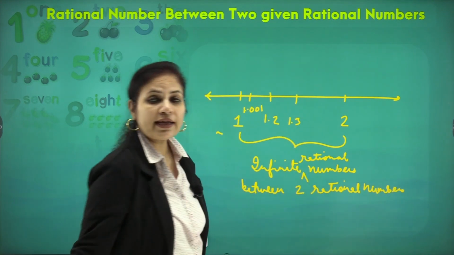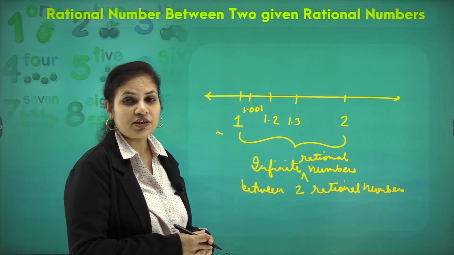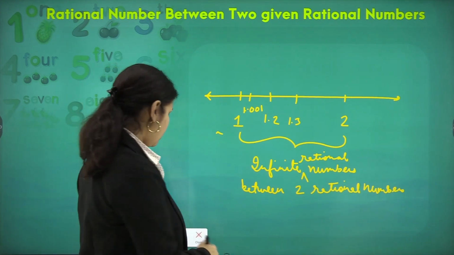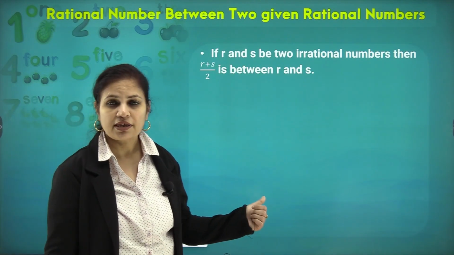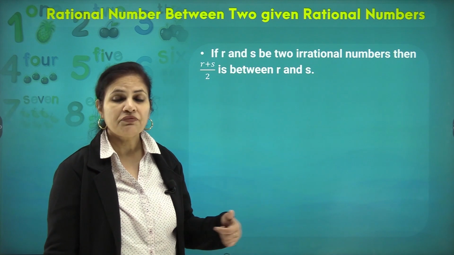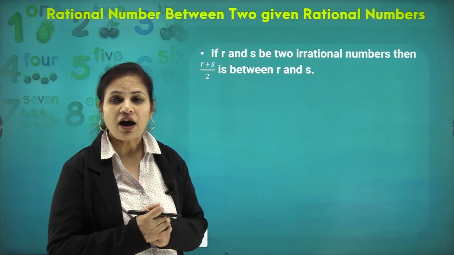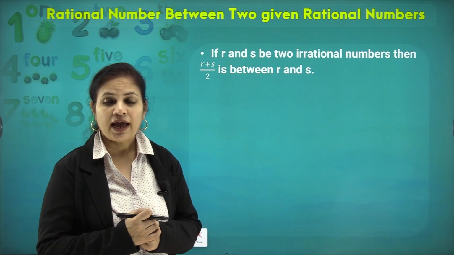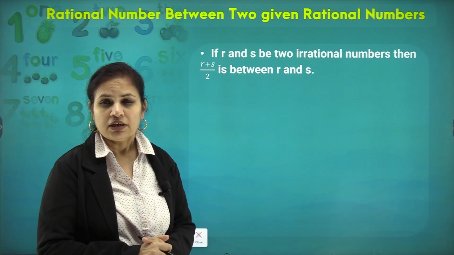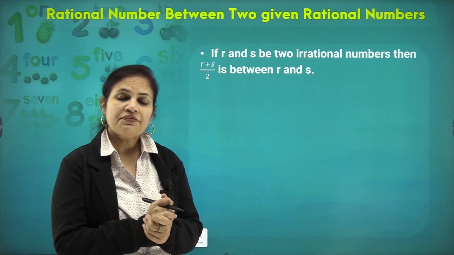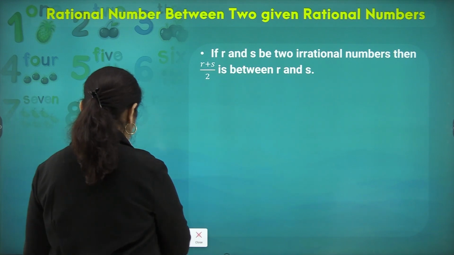So that would be our next topic. Let us see how we fit infinite rational numbers between any two given rational numbers. I've shown you with the example of 1 and 2, but if we generalize it, suppose I have two rational numbers R and S. How many rational numbers will there be in between? Infinite.